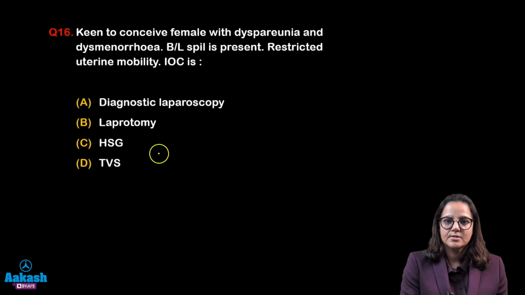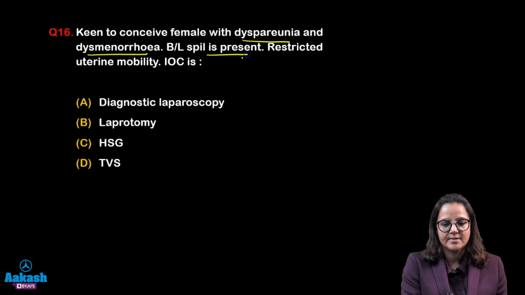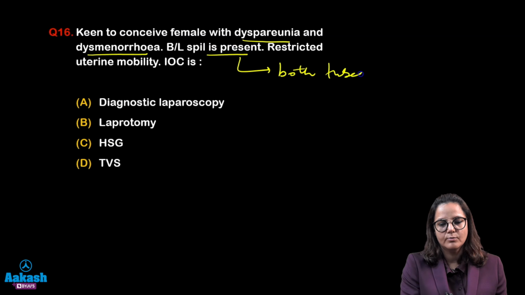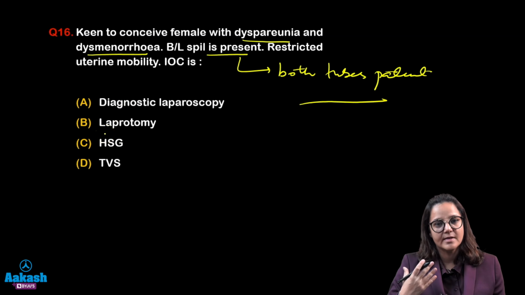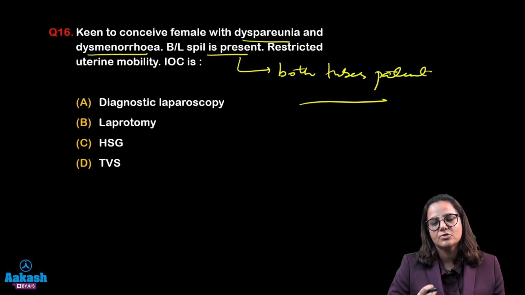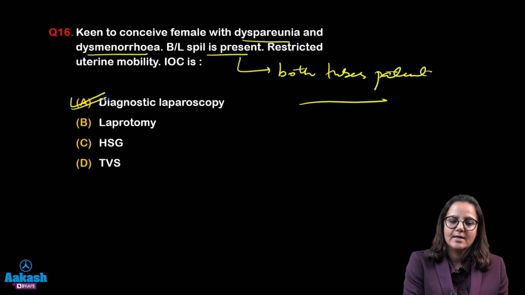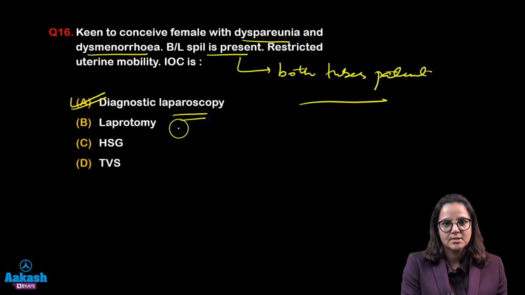Another keen to conceive patient, she comes, she is complaining of dyspareunia, dysmenorrhea. Bilateral spill is present, which means both tubes are patent and functional. There is restricted uterine mobility. So which means there can be some infection which is restricting the mobility, or there can be endometriosis also. So what is the investigation of choice? Investigation of choice is always to have a look as to what is happening inside, and we will go for diagnostic laparoscopy. Why not laparotomy? Because it is more invasive.